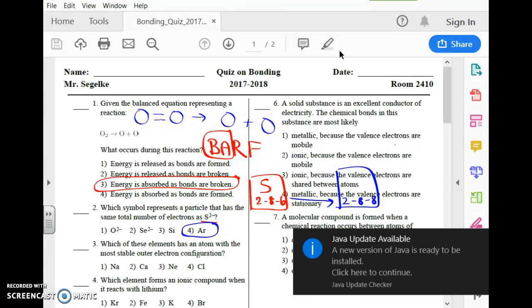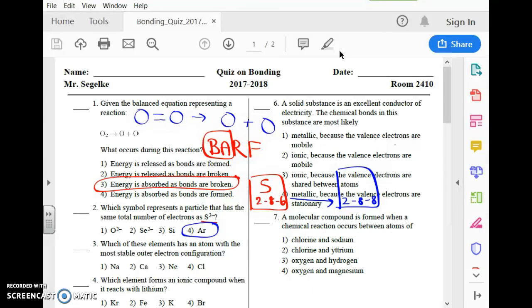Which of these elements has an atom with the most stable outer electron configuration? Well, stable outer electron configuration means noble gases, means group 18, therefore that has to be choice 3.